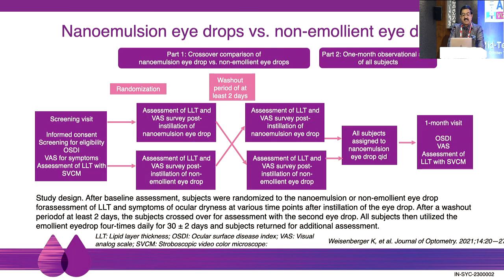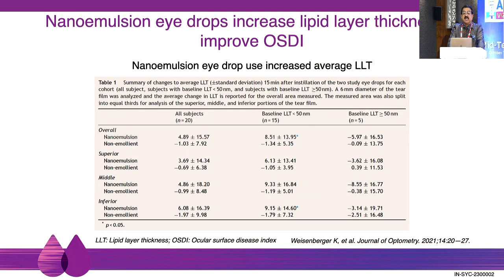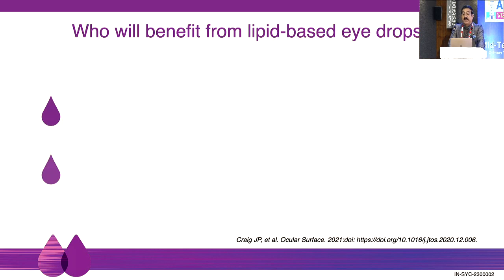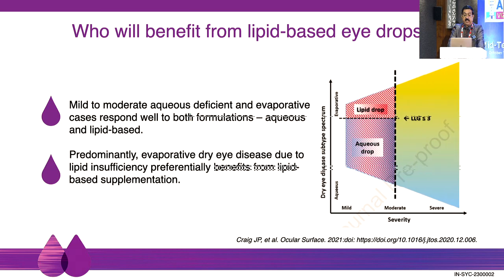There was a very nice study which looked into the nano-emulsion eye drops versus the non-emollient eye drops. What it really did prove is that the nano-emulsion eye drops increase the lipid layer thickness and improve the OSDI. So who is going to benefit from this lipid-based eye drop? It's of course the mild to moderate aqueous deficient and the evaporative cases, and predominantly the evaporative dry eye patients.